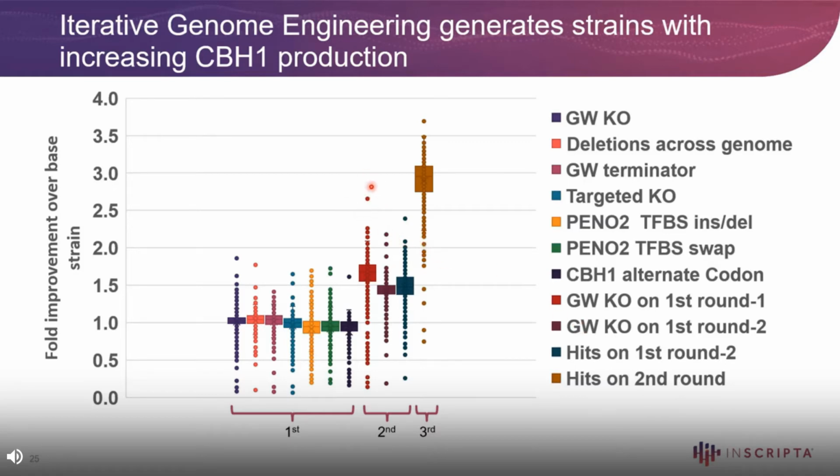So we took this first round hit, and then we took all the first round hits and stacked it, or sorry, this is a second round hit, and we stacked all the first round hits on top of that, and that's what's shown here, again showing that we see a nice improvement in overall CBH1 production. So through iterative rounds of genome engineering, we're able to gradually increase and improve the expression of CBH1.